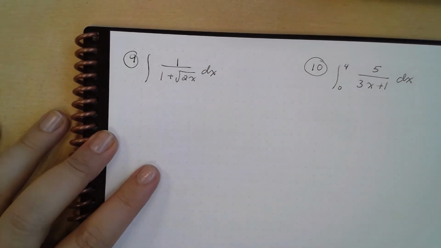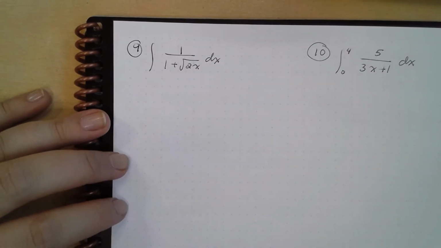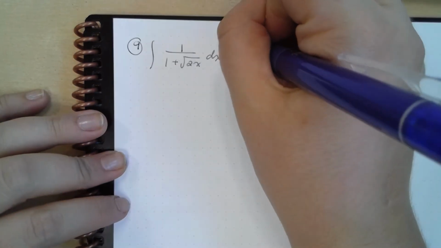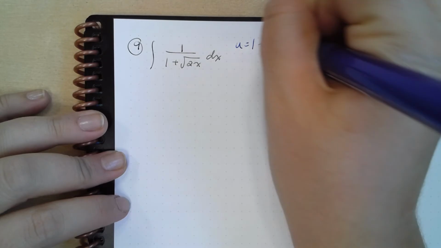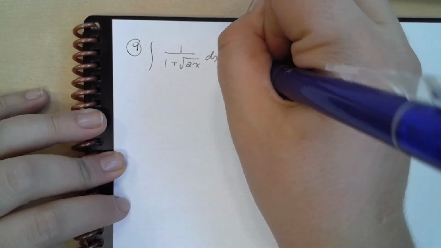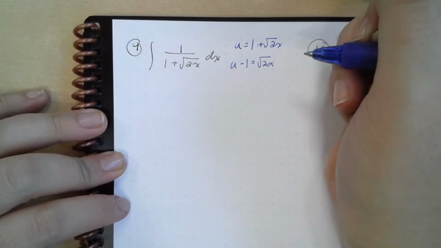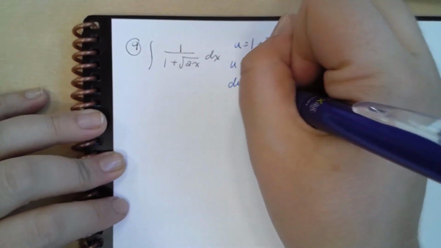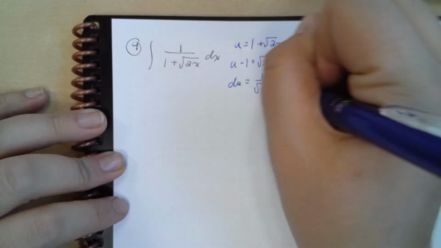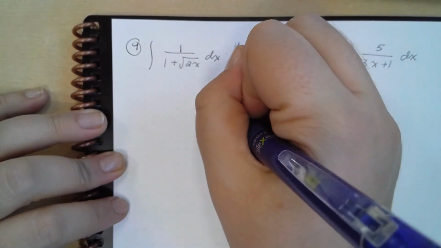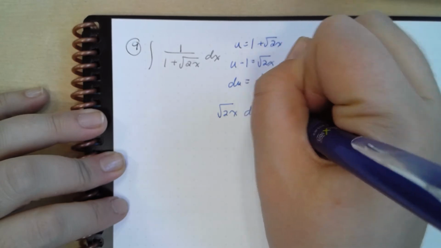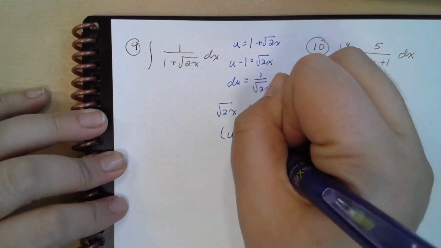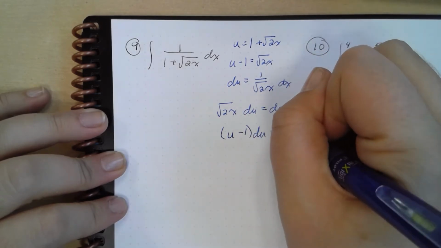All right, 1 over 1 plus radical 2x dx. We're going to integrate it. u is equal to 1 plus radical 2x. u minus 1 is equal to radical 2x. Okay? du is equal to 1 over the square root of 2x dx. So radical 2x du is equal to dx. Or u minus 1 du is equal to dx.